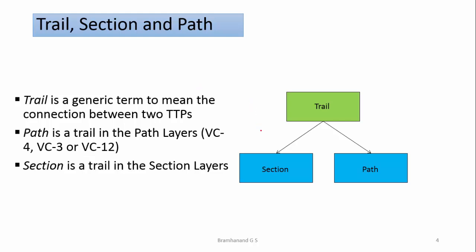Typically, we have been using trail in a very generic form. A trail has two types: one is section and the second one is path. Section is a trail in section layers, and path is a trail in path layers.